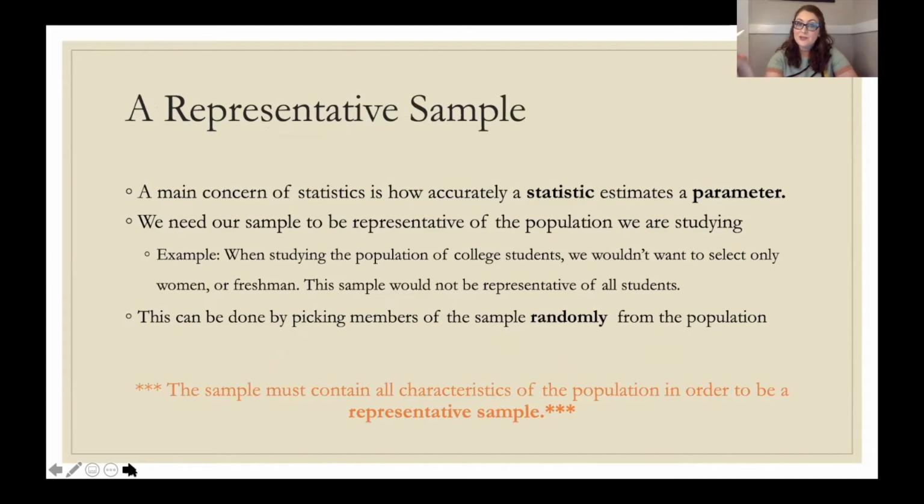Like I mentioned before, if we're studying college students, we wouldn't want to only select women or biology majors or people on the basketball team. That wouldn't be a representative sample of college students. We can pick a representative sample by randomly picking members from the population, but there's more than one way to do that, and that's what this section's all about.